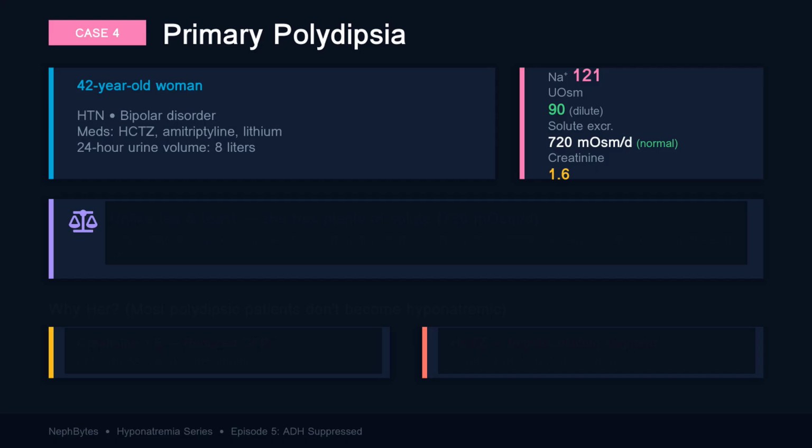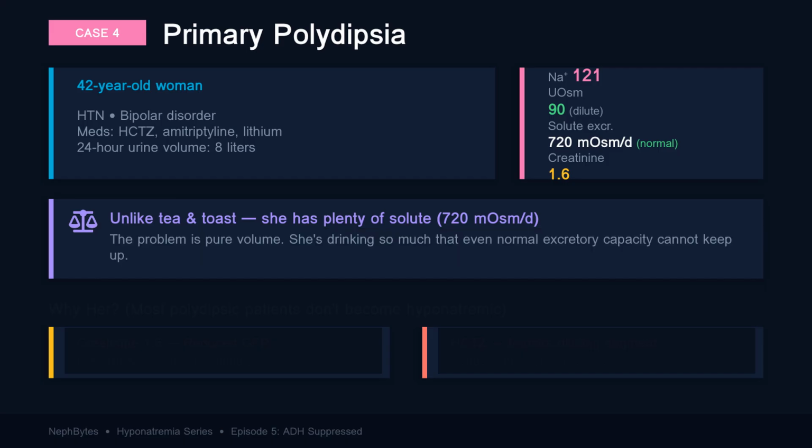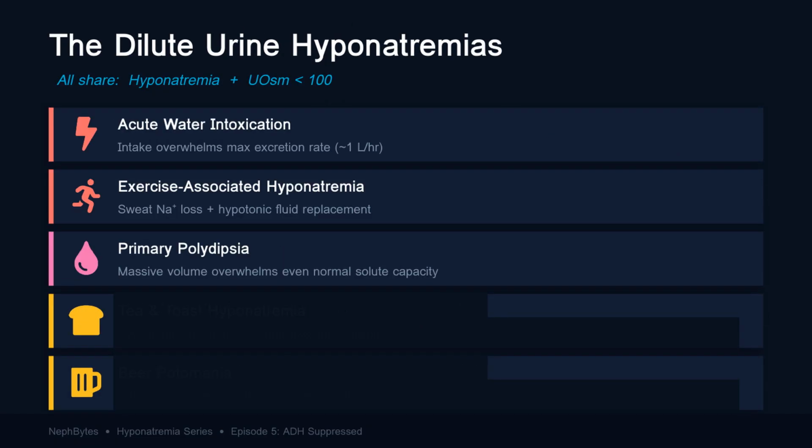But unlike the tea and toast patient, her daily solute excretion is normal, about 720 milliosmoles per day. She has plenty of solute. The problem is not solute deficiency. The problem is pure volume. She is drinking so much water that even the kidney's maximum excretory capacity, driven by normal solute, cannot keep up.